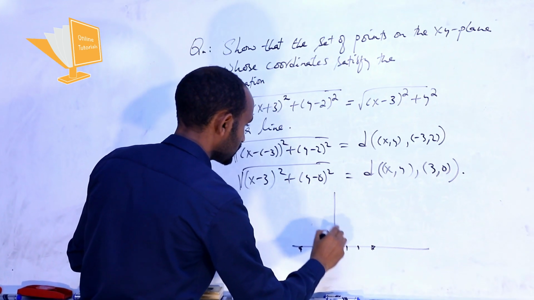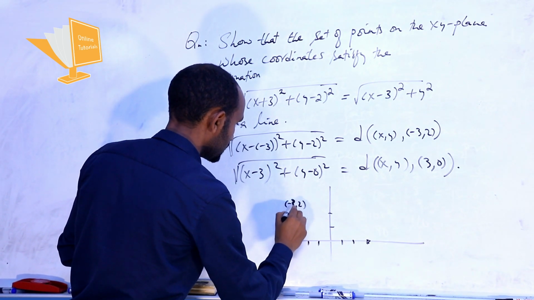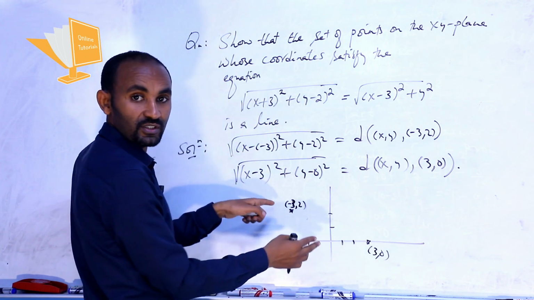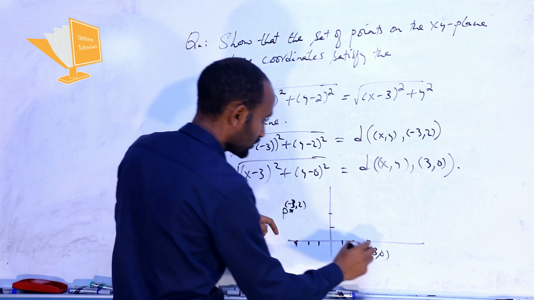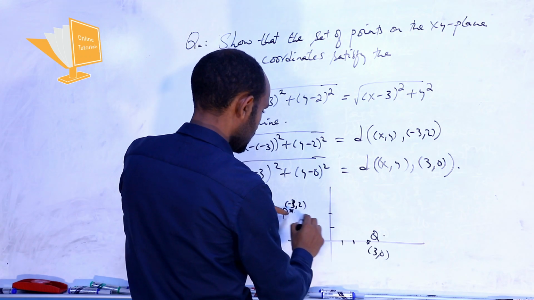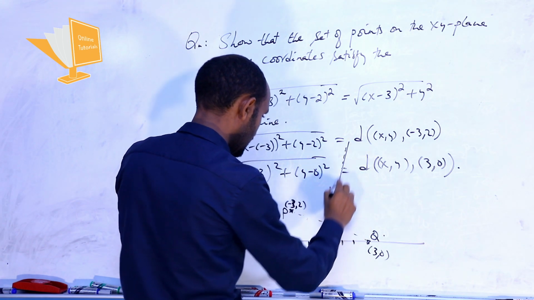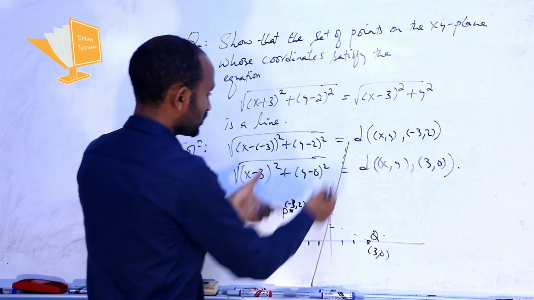Minus 3, 2 is somewhere here. This is (minus 3, 2), and this is (3, 0). So now, think of all points which are equidistant from these two points, P and Q. Let's call them P and Q. If you see, it is an imaginary line, something like this, in between. Anyway, what is the equation of that line?